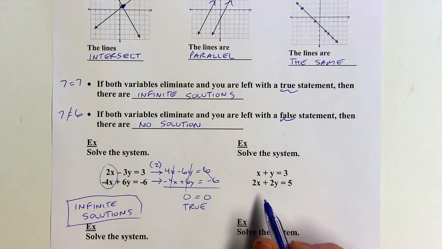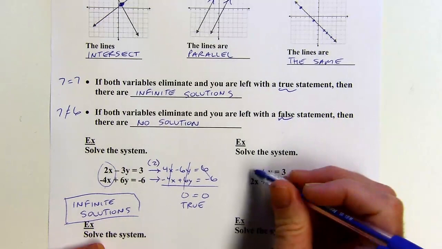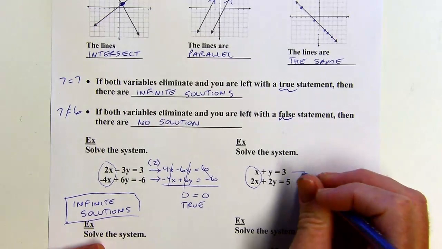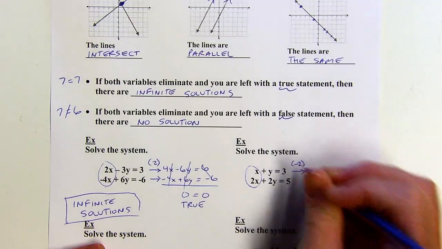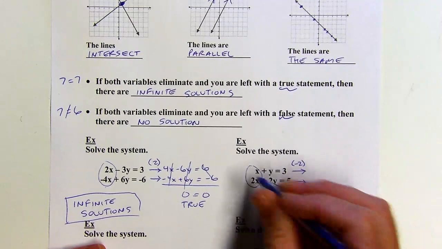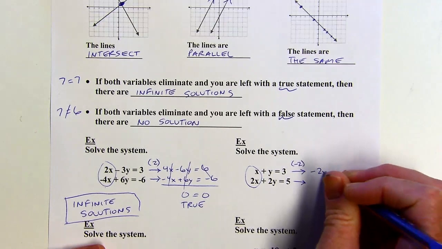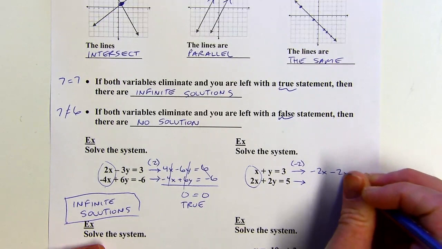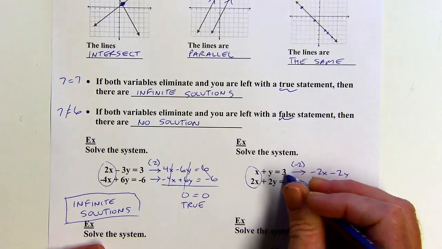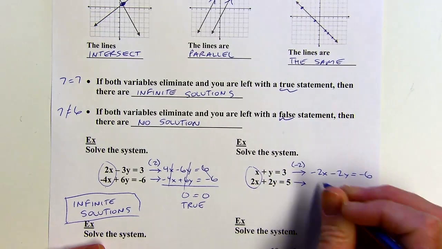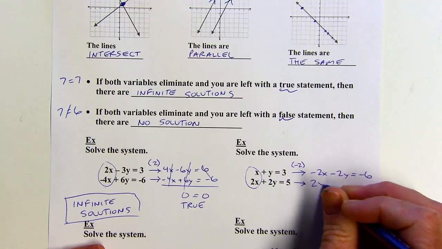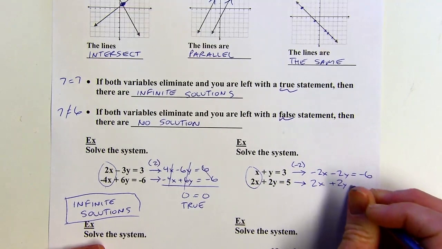Okay, let's try another out here. So let's say I wanted to get the x's to be opposites again. I'd multiply the whole top equation by negative 2. I'm going to leave the bottom equation alone. So this would give me negative 2x minus 2y. And then let's see, negative 2 times 3 would be negative 6. Okay, I'm just recopying that second equation.